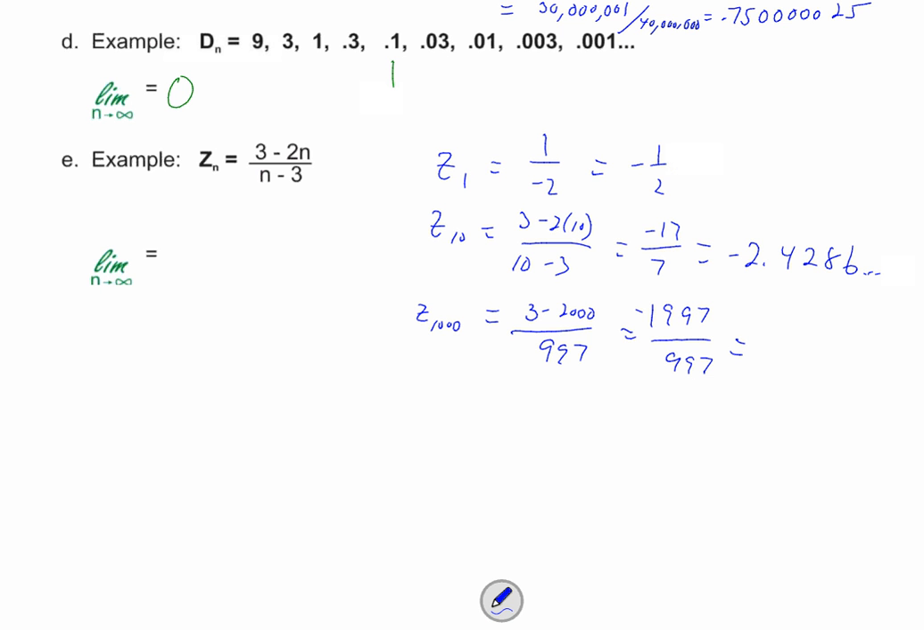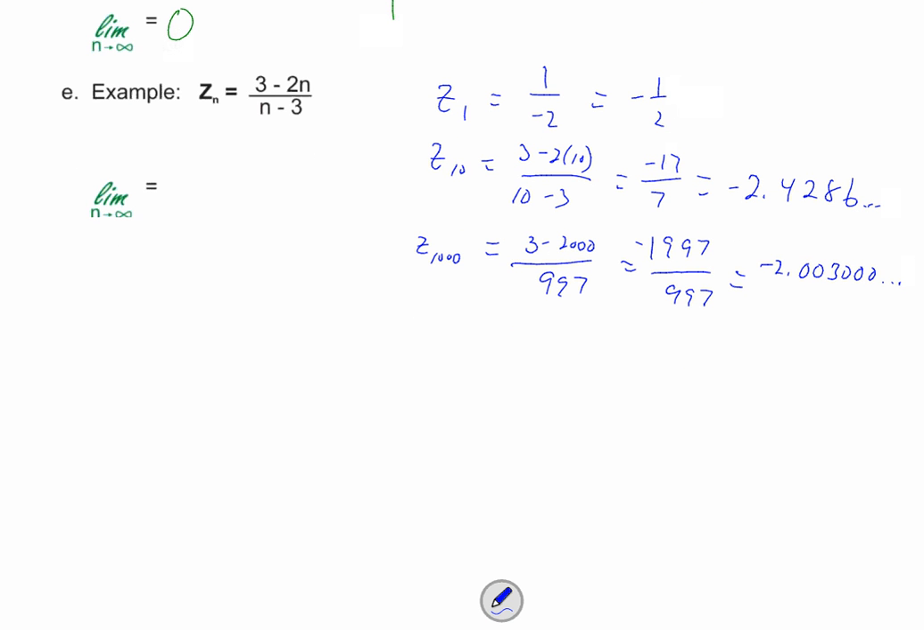Kaylin? Negative 2.00300. Okay, hold on. Negative 2.00300 and dot, dot, dot. Okay. Do we have enough already? Maybe. If you want to be sure, let's go. What do you want to go next? Do you want to do 1,000,000? Let's do 1,000,000. Why not? 1,000,000's not hard.